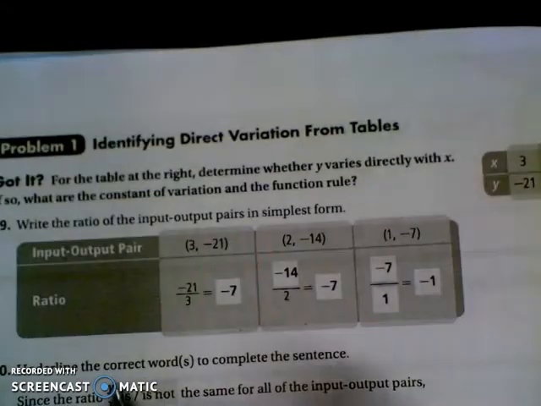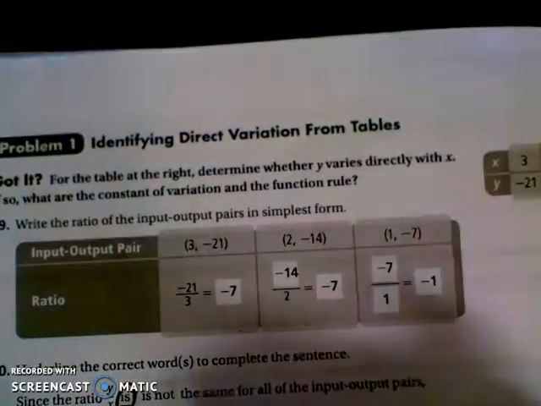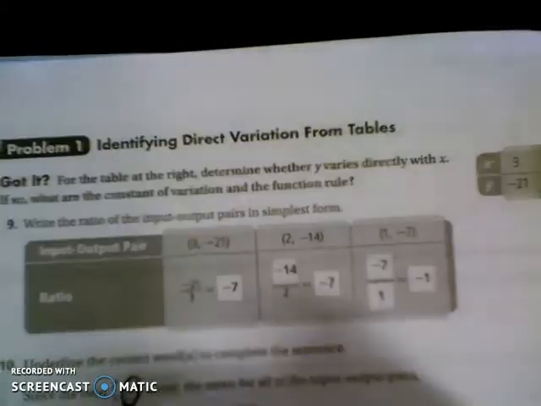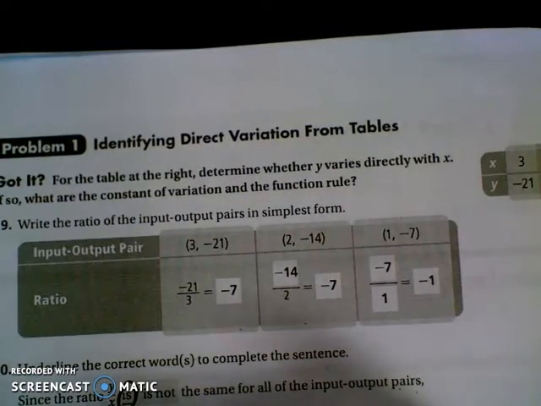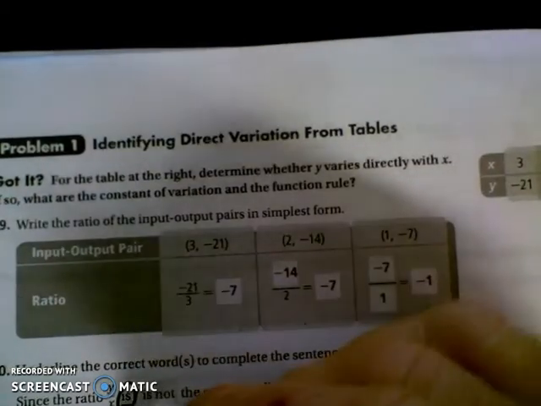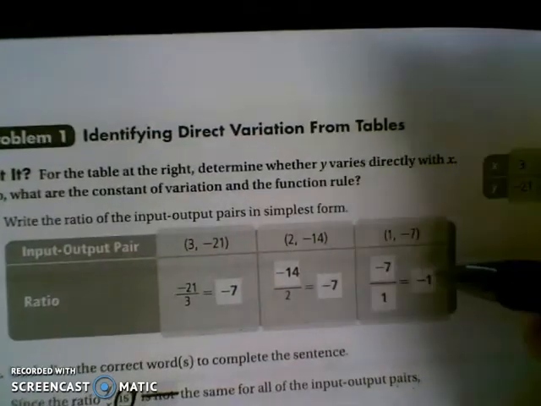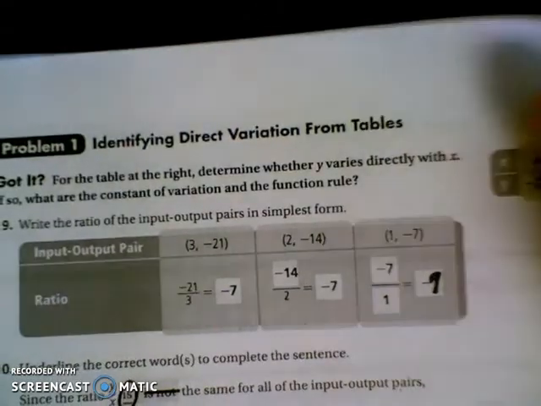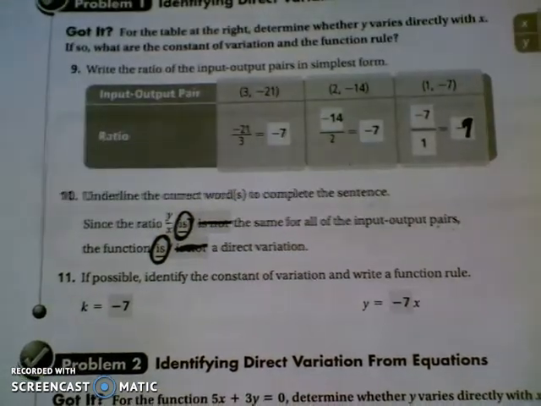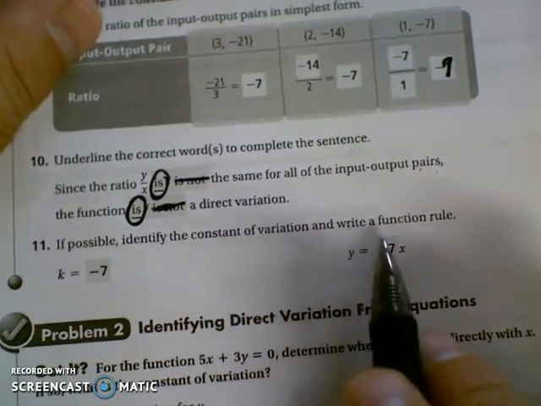Since the ratio y over x is the same for all of the input-output pairs, the function is a direct variation. So we're not going to read that part. Is a direct variation. And you know the consistency here, this is supposed to be negative 7 here, by the way, up here. So down here it's supposed to be is and is. Down here, if possible, identify the constant variation and write the function rule.